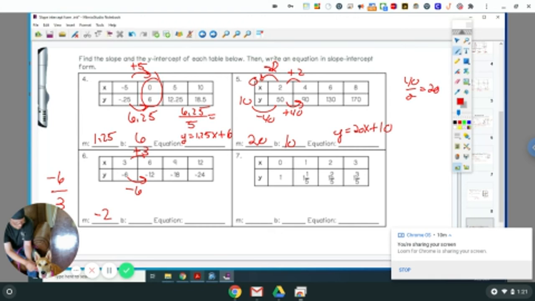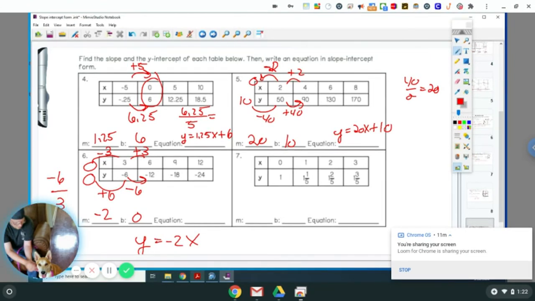I need to get this x to 0. To get from 3 to 0, I subtracted 3. I know every time I added 3, I subtracted 6. So I'm going to do the opposite, because if I subtract 3, I need to add 6. So it goes to 0, which means it's going through the origin. So my equation is y is equal to negative 2x.